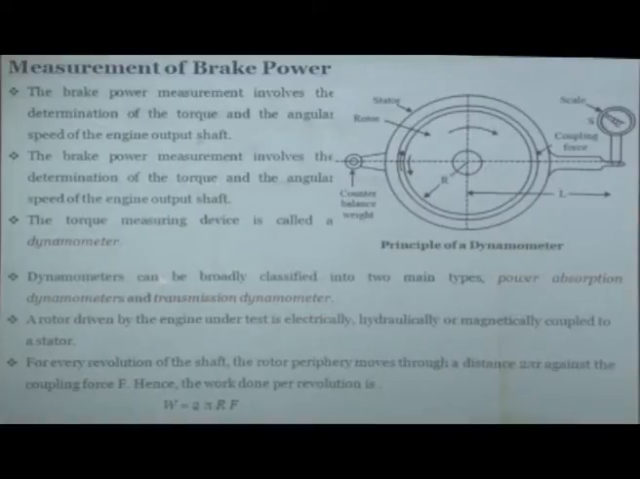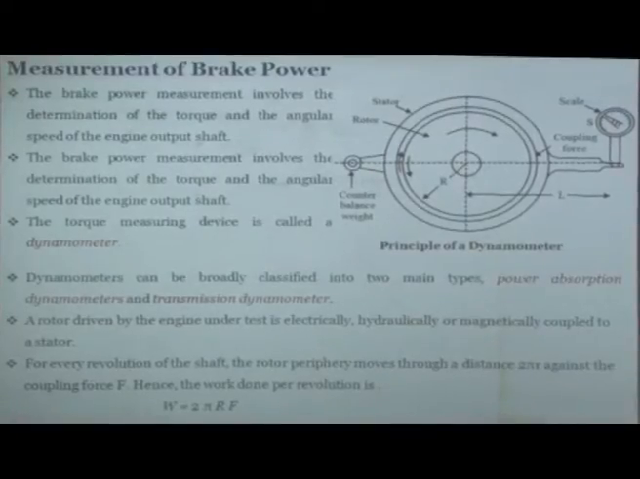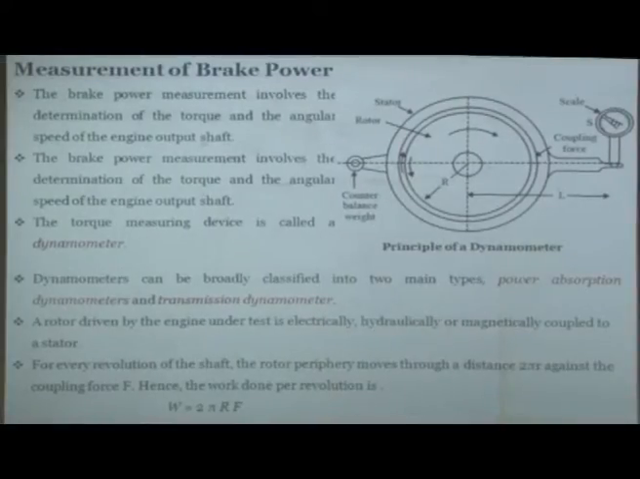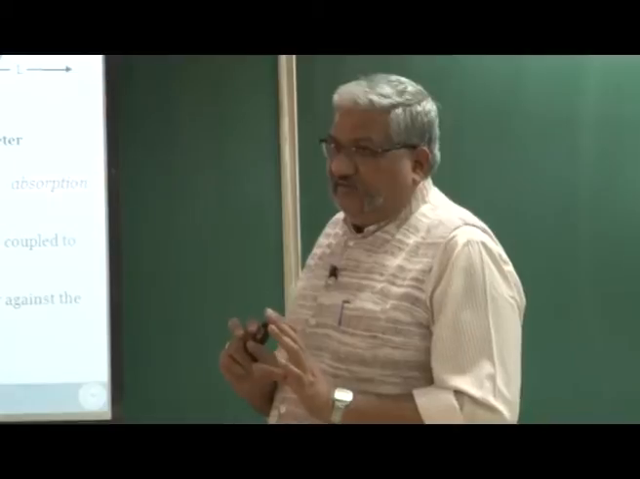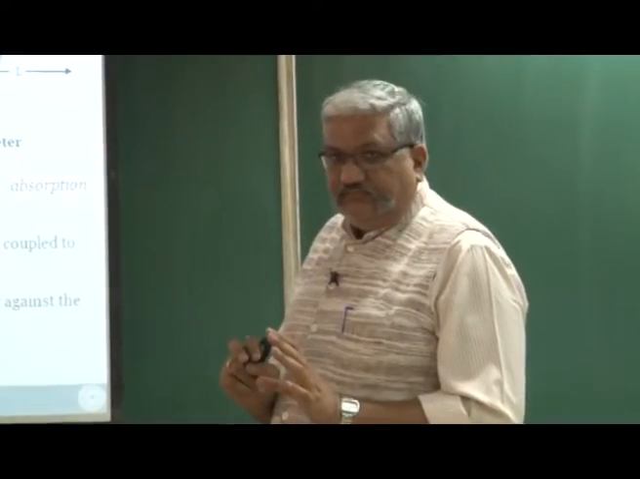Okay, so the dynamometer can be classified into two main types: power absorption type and power transmission type. Power absorption type means that the engine produces power and the dynamometer entirely absorbs that power. And power transmission type means it does not absorb power, it transmits it, but it only measures the torque.